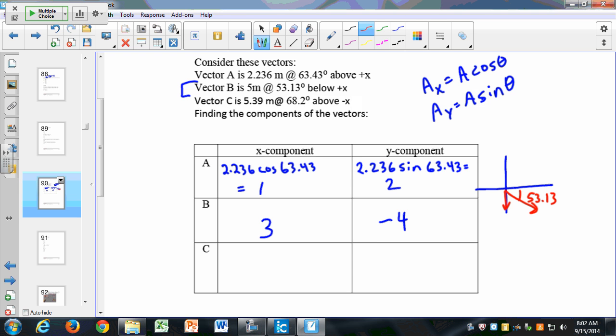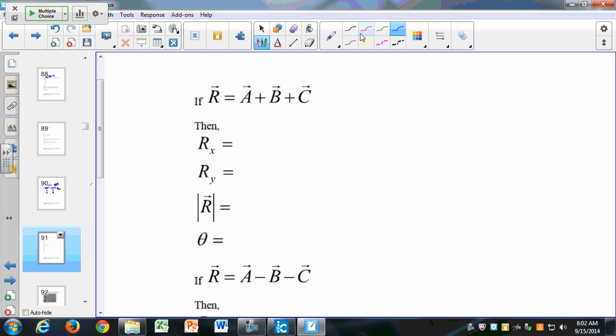And then how about C? CX is what? It's negative 2. It's because this angle is above the negative x-axis, so vector C then is over here, and so the x component is negative. And then the y component is what? 5, right. All right, so those are our x and our y components, 1, 3, negative 2, 2, negative 4, and 5.